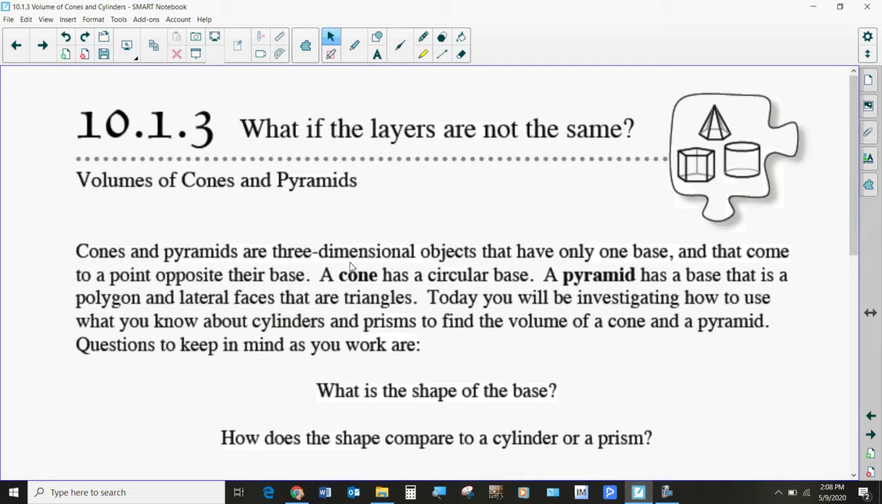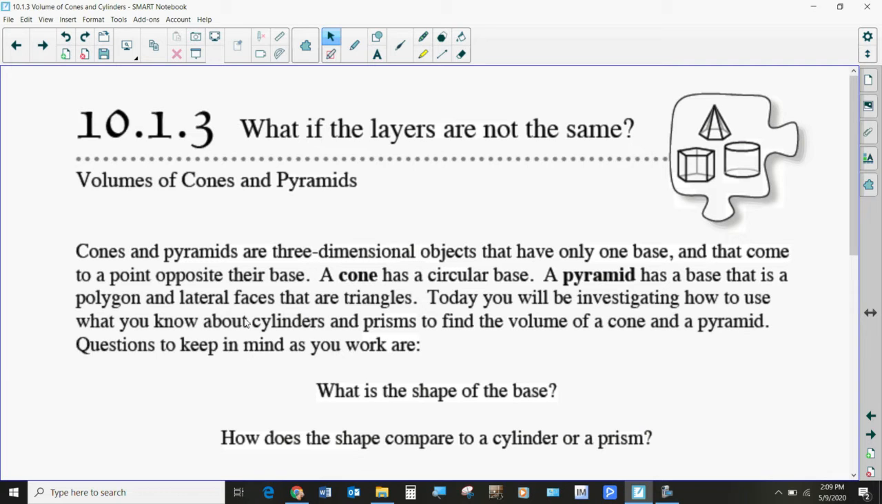So cones and pyramids are three-dimensional objects that have only one base and that come to a point opposite their base. A cone has a circular base, and a pyramid has a base that's a polygon, and lateral faces that are triangles. So once again, it could be a triangle base, a square or rectangle base, a pentagon base, it can be any polygon for its base, and that polygon base would give you the name of the pyramid.